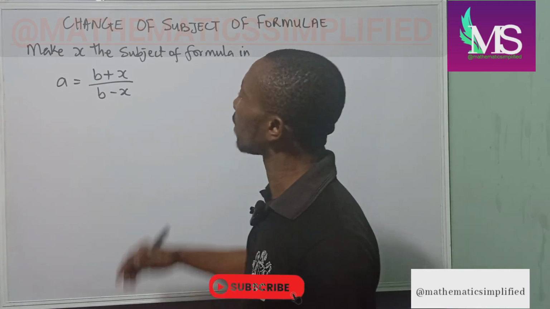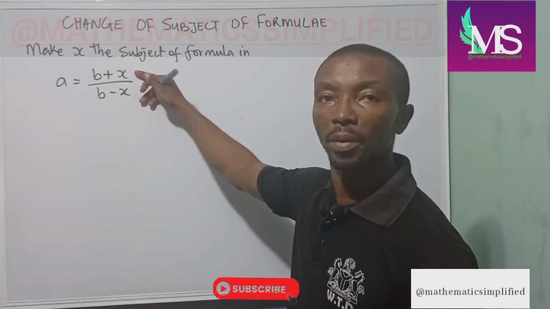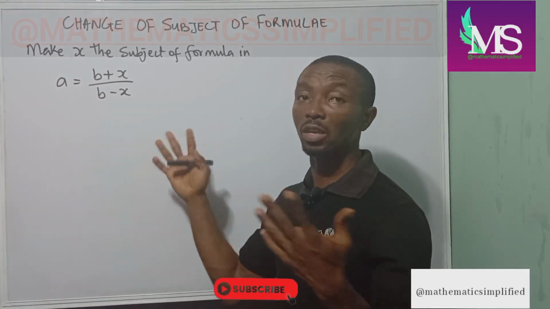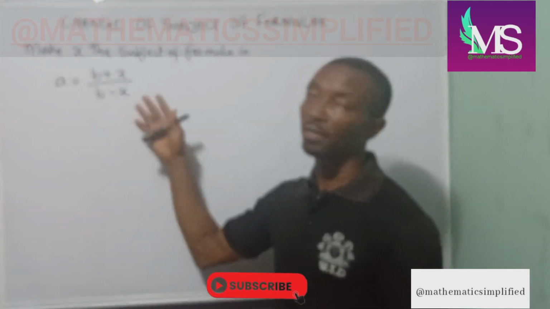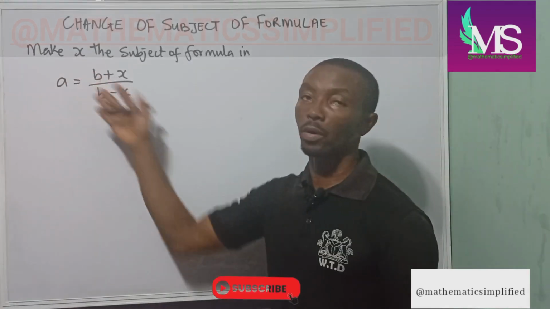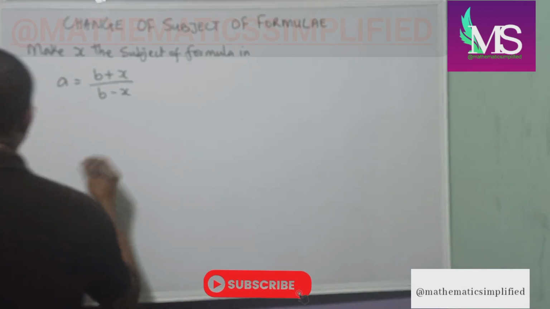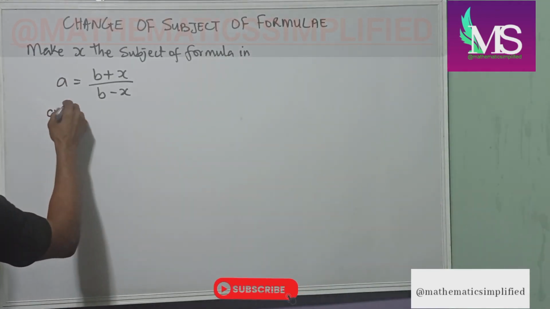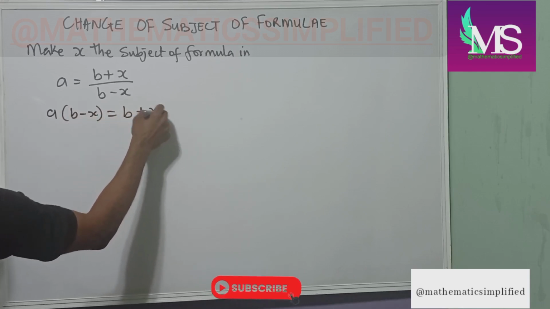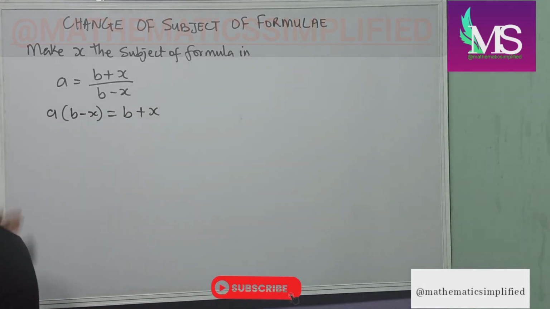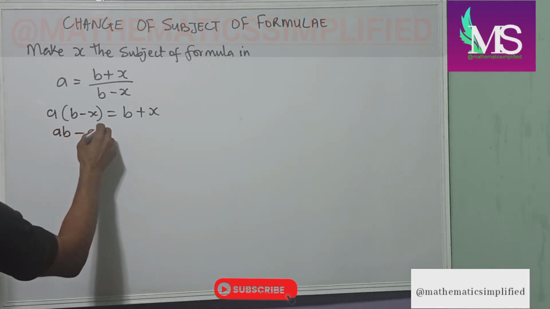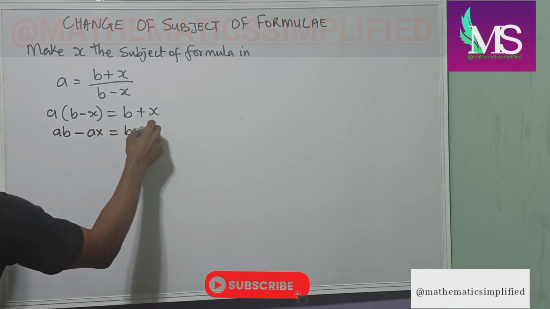But now in this, we have x as both a numerator and denominator. In order to do this, let's think of this as an equation. If this was an equation that we were to solve out, what would we do? First of all, we cross multiply. So when we cross multiply, we have a bracket b minus x equals b plus x. All right, now we expand this bracket to be ab minus ax equals b plus x.